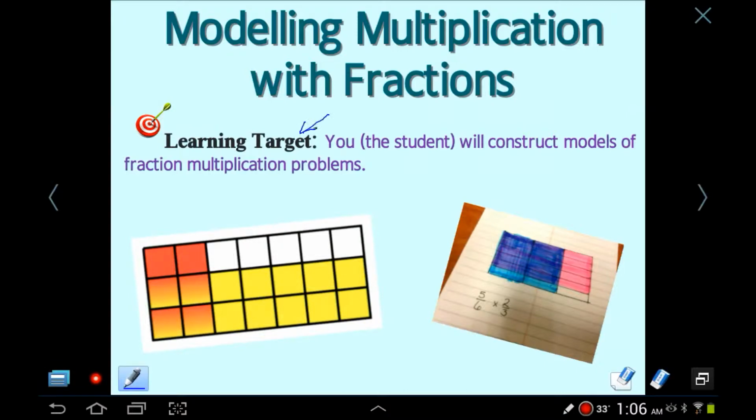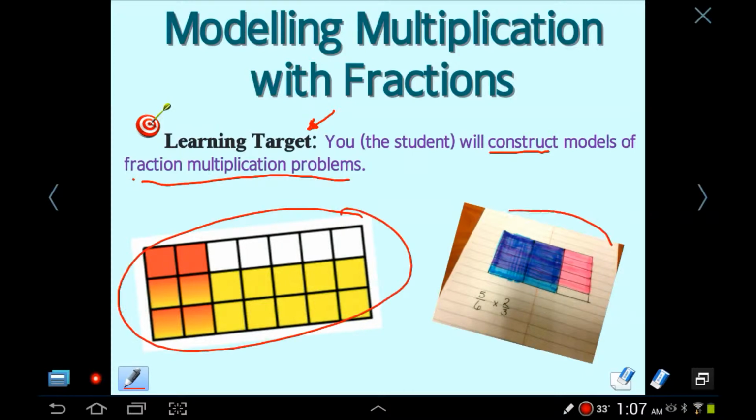Here's our learning target right there. I'm going to start putting those in our videos from now on. You, the student, will construct a model of fraction multiplication problems. So that's what we're going to be doing. You're going to be drawing a picture. It's going to be a very visual way of multiplying and showing how multiplication of fractions works.